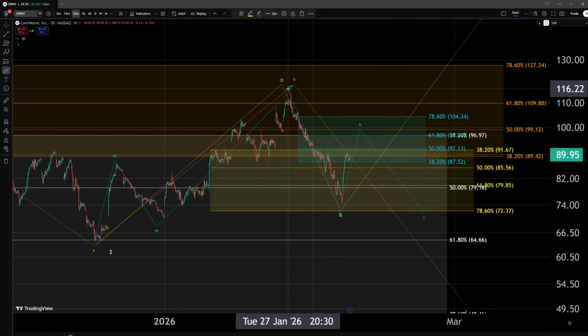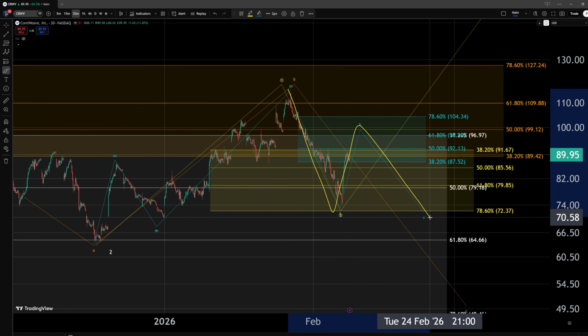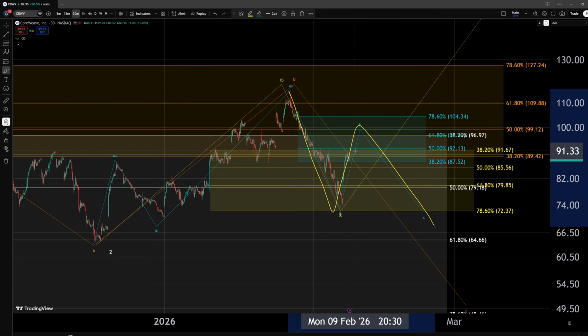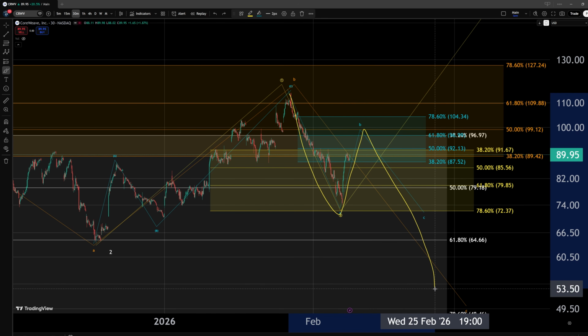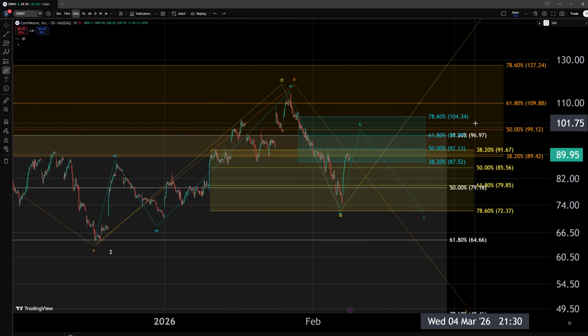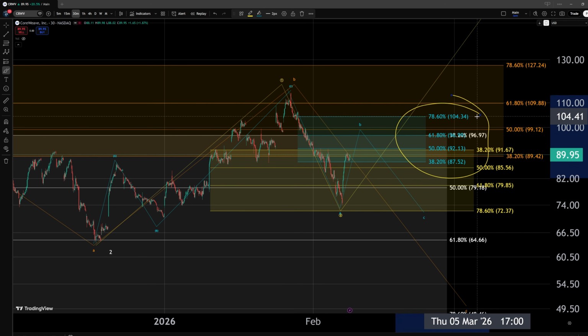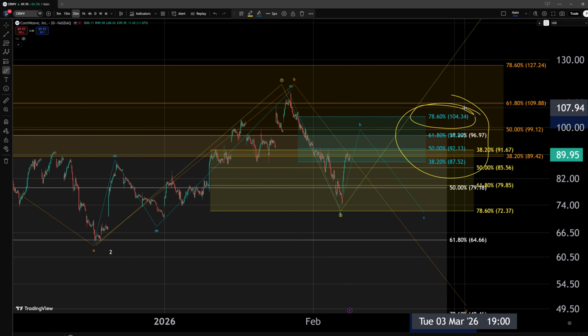Don't get me wrong, we are tracking an ABC pattern in this area in blue. It could very well turn into the orange interpretation of a 1, 2, 3, 4th and 5th. Nonetheless, we would be tracking the same area of resistance between the $87.5 all the way up to the $104.3.